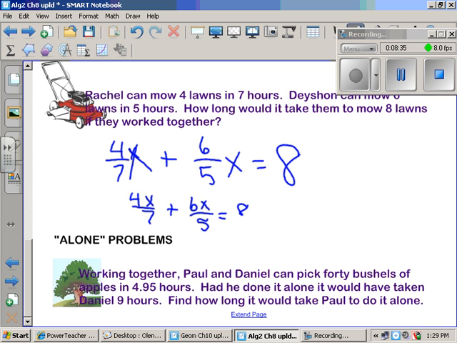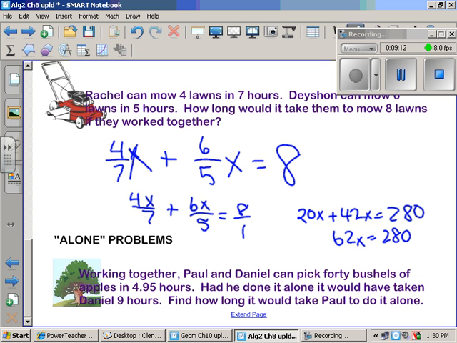What's the common denominator? 35. It's easy, right? We don't even have a variable in there. So I'm going to multiply all 3 of these by 35. This one's going to be 20x over 35. This one's going to be 42x over 35, sorry. This is going to be 8 times 35, which is 280 over 35. Okay, cross out the 35s, and I get 62x equals 280.